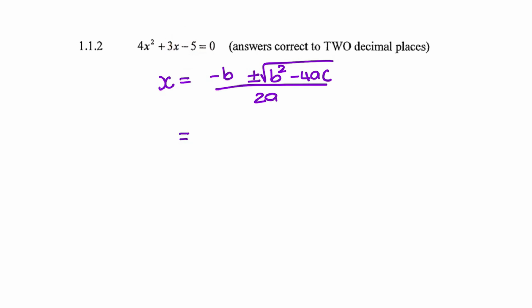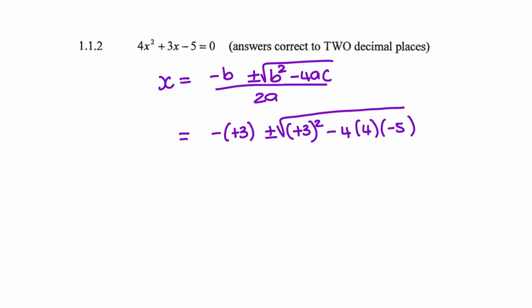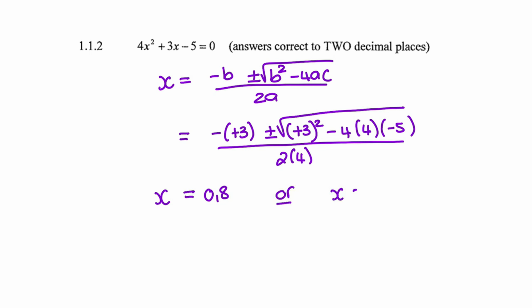So when I substitute, I have negative 3 plus minus the square root of b squared, which is 3 squared, minus 4 times a, which is 4, and c, which is negative 5, and that's underneath the square root, over 2 times 4, which is the a value. And when I simplify by using my calculator, I have x is equal to 0.8, or x is equal to negative 1.55.